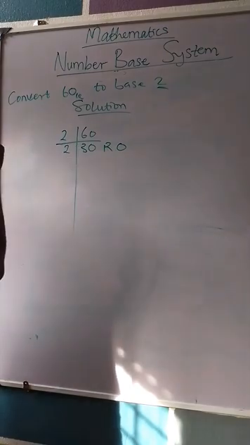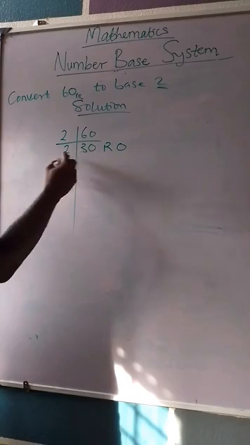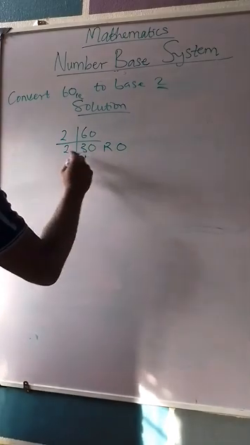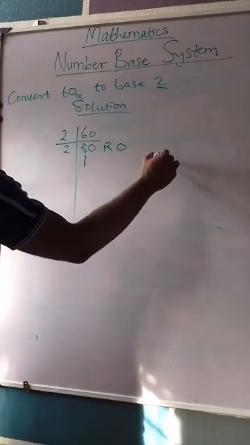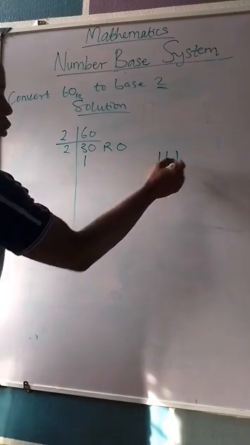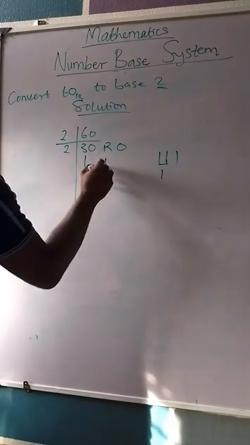2 goes into 30 is what? 2 goes into 3 is what? 1. What is remaining? 1. Look at, you have 30. 2 goes into 3 is what? Look at, 2 goes here is 1. What is left? Is 1. So remember what? 1.